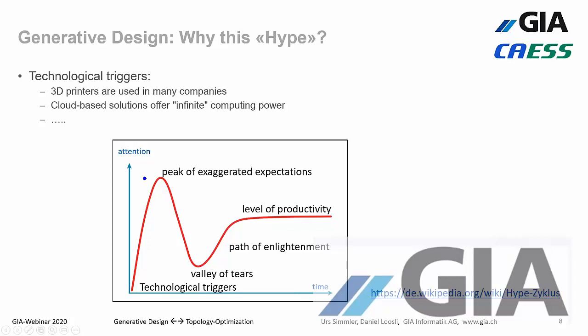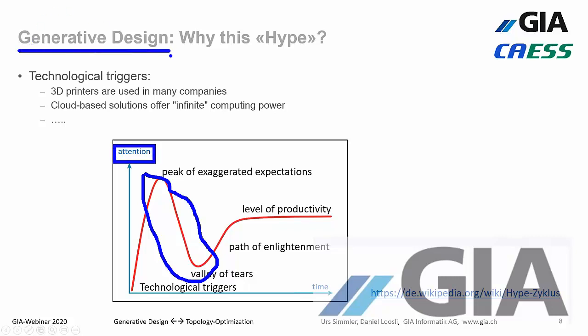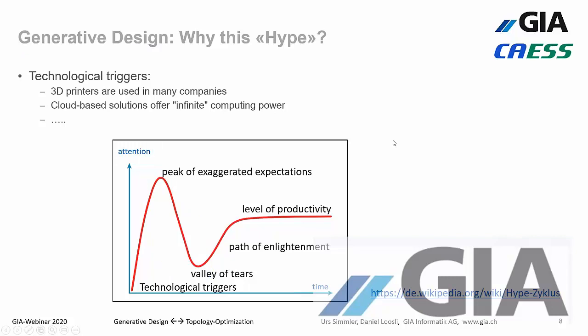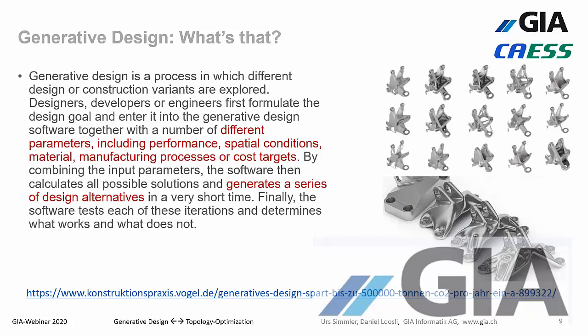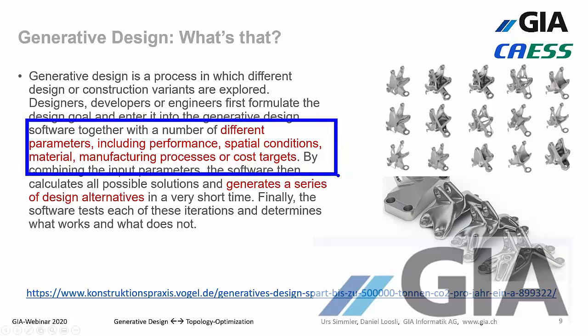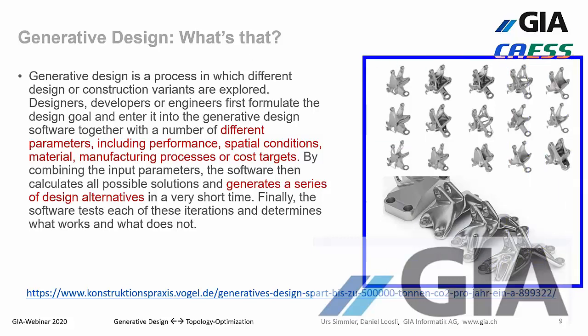Okay, I think right now we are somewhere in that region with our expectations, with our attention to generative design. We'll see later on, PTC is also coming out with new solutions at the end of this year. We'll talk about that a little bit later. But what is generative design? I would say it's topology optimization 2.1 or 2.2. With that solution, we are able to create infinite variants of a design, and we can also take into account different parameters, spatial conditions, manufacturing processes, cost targets, material conditions, and all of that can be taken into account to create thousands of variants of our design.